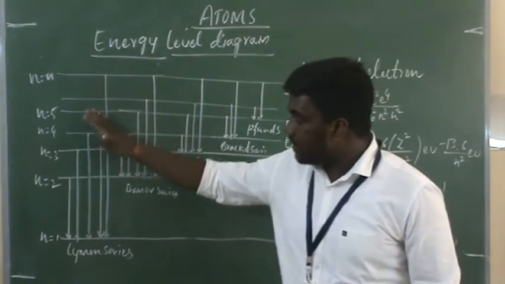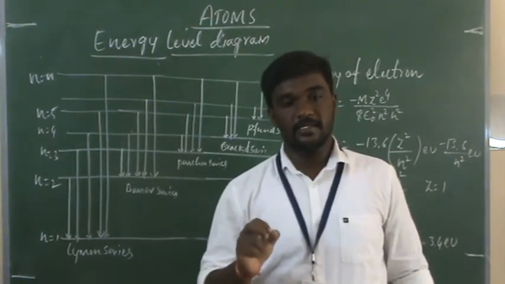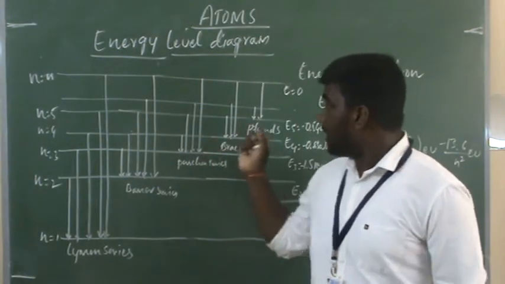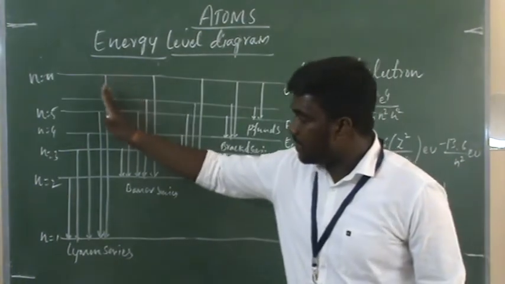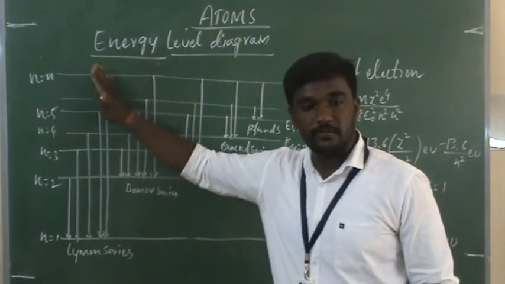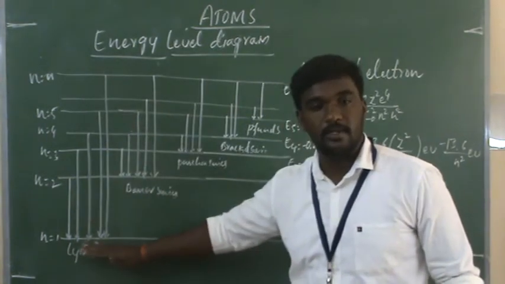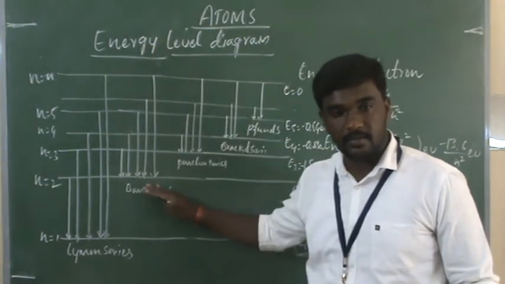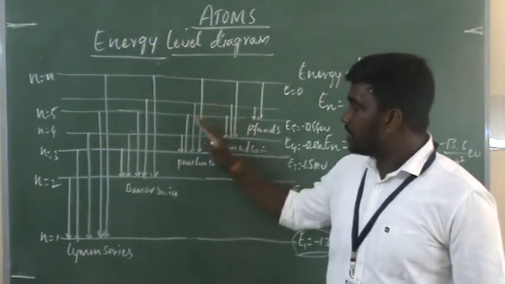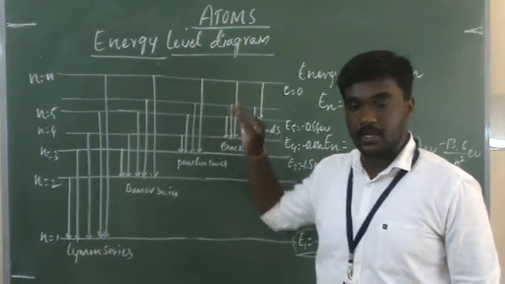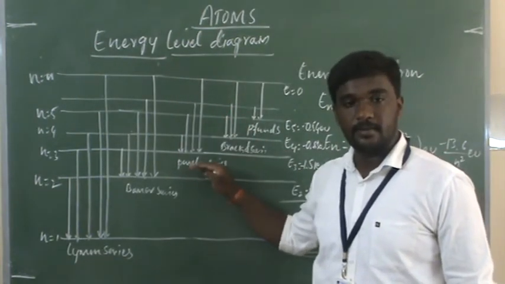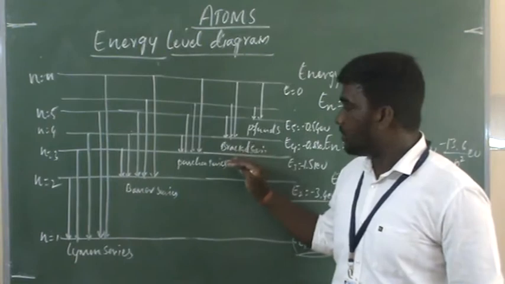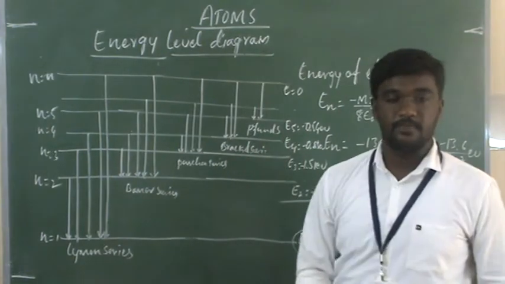Already we discussed the spectral series like the Lyman series, Balmer series, Paschen, Brackett, and Pfund series. Here the spectral lines transition from higher energy to the first orbit, that is the Lyman series. From higher energy to the second orbit, that is Balmer. From higher orbit to the third orbit, that is Paschen, higher to fourth, that is Brackett, and higher to fifth, that is Pfund.